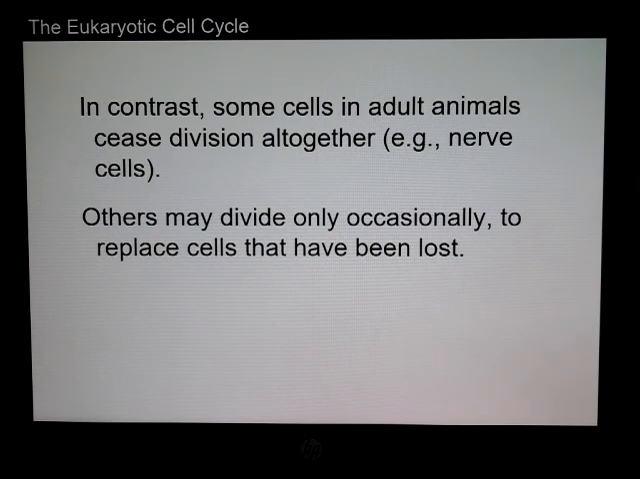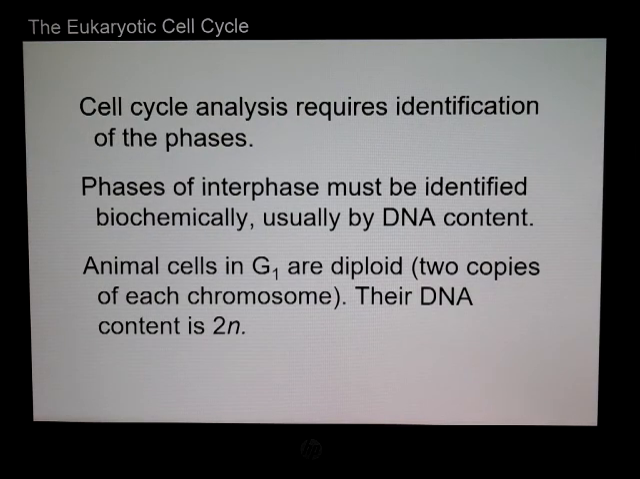Now, in some cells in adult animals, there is no cell division at all, and nerve cells are an example of that. Others may divide only once in a while just to replace any cells that have been lost. So analysis then requires identification of the phases, and basically the phases of interphase must be identified biochemically, and that's usually by how much DNA content is there.